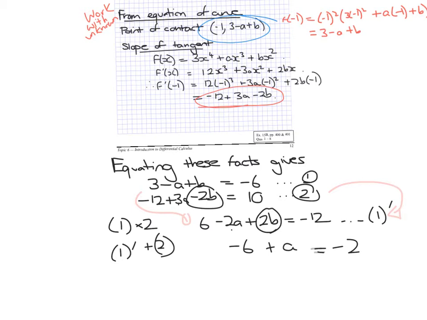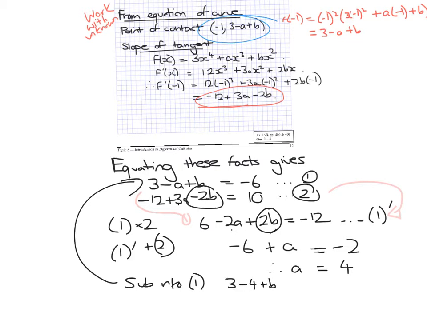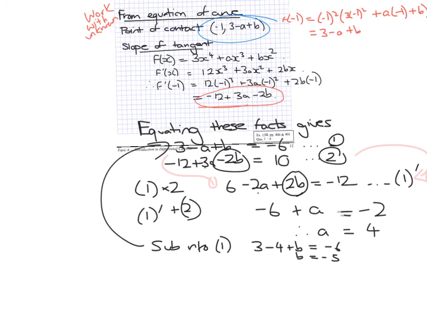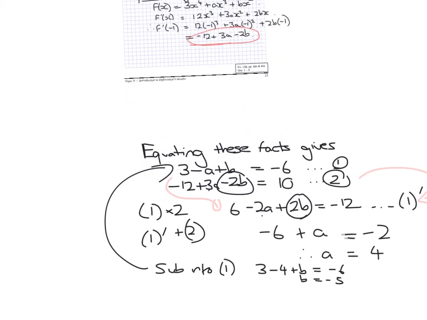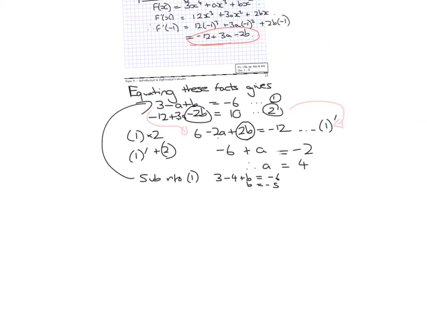Alright, and so therefore a is going to equal 4, and then if we sub into equation 1 up here, we're going to get b. So 3 take 4 plus b would equal -6, so b equals -5, and so therefore we've found what we want to find: a equals 4, b equals -5.